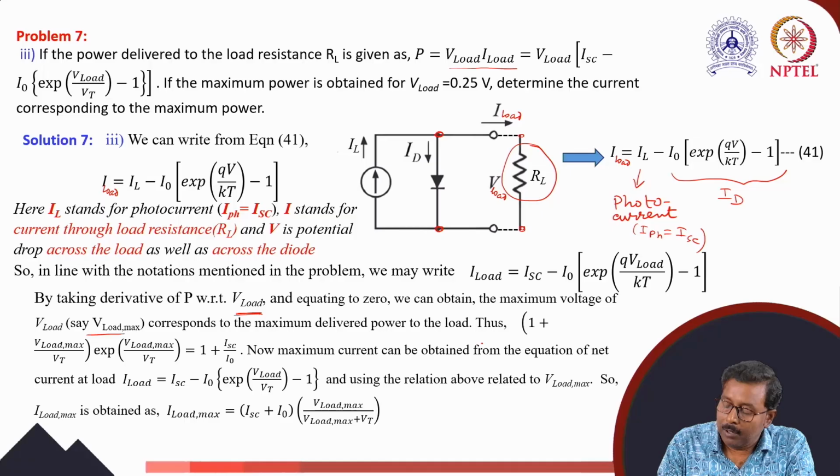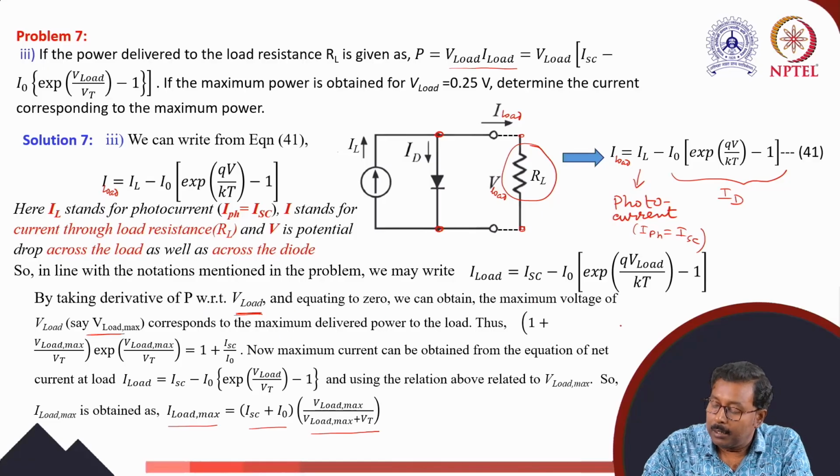And that expression will become 1 plus V load max by Vt exponential V load max by Vt is equal to 1 plus ISC by I0, which ultimately gives you the current I load is equal to ISC minus I0 exponential V load by Vt minus 1, and using the relation to V load max, you can get I load max is equal to ISC plus I0 V load max by V load max plus Vt, because of the relationship by putting the value, dP by dV load, this expression we have done.